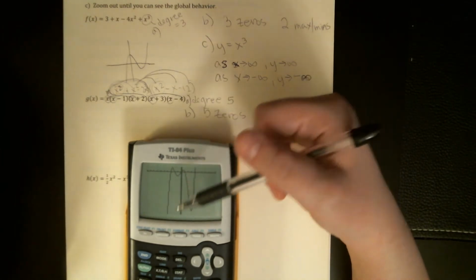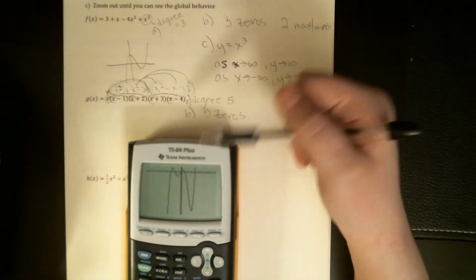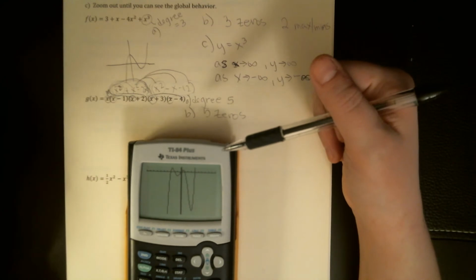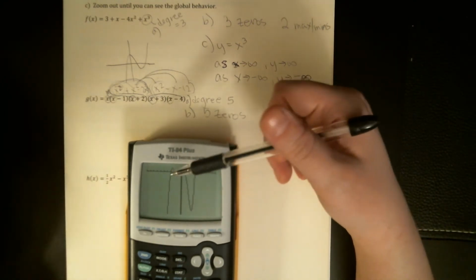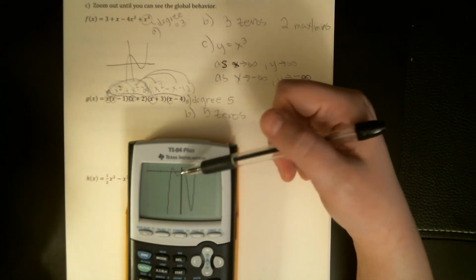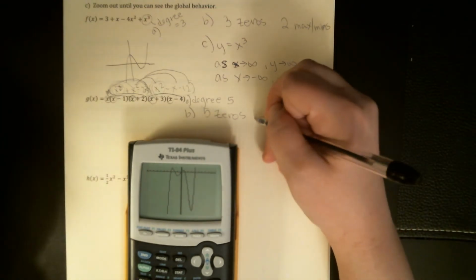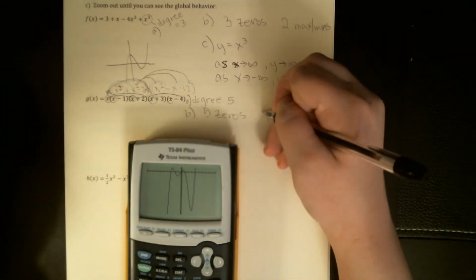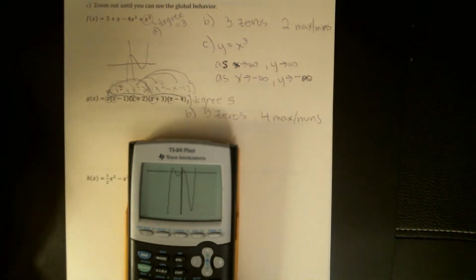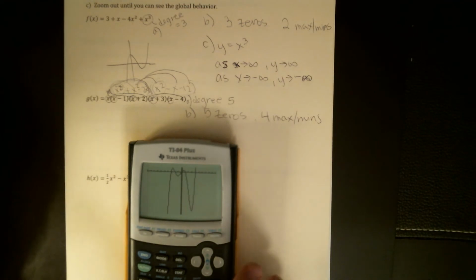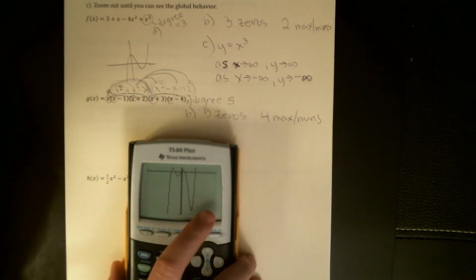And again, for now, you're just going to have to take my word for it that that's all of it, that it doesn't turn around somewhere else. I'll give you some guidelines to help you decide when that's true or not in just a minute. So I do see 1, 2, 3, 4 max mins. Okay, so that's my local behavior. I have 5 zeros, I have 4 maximums and minimums.